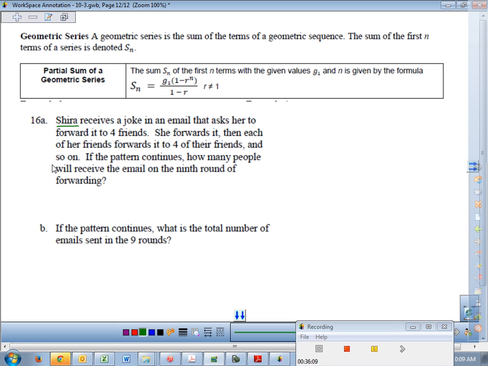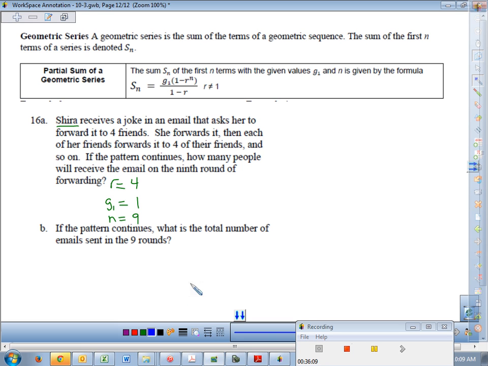So what kind of situation does this sound like? Arithmetic or geometric? Geometric. Cool. What is R? Isn't the ratio 4, correct? Do you know the first term in this situation? What is the first term? 1, right? She was the one person that got that email. Cool. Do you know N, the number of times that this happened? 9 times.